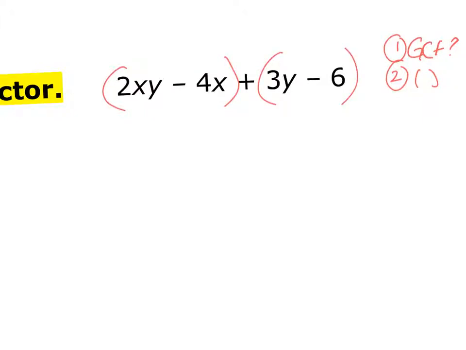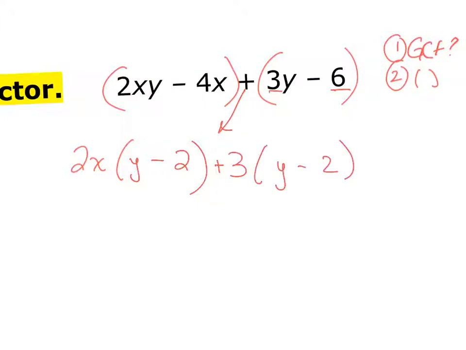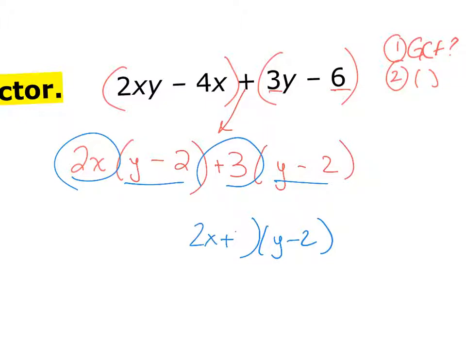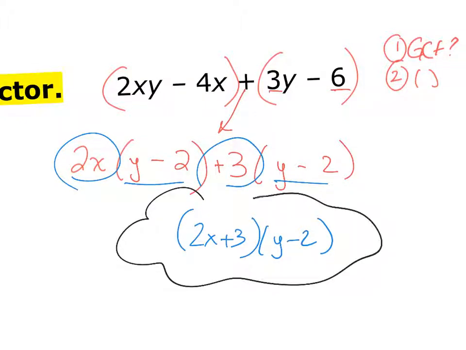Then you GCF. What can I factor out of 2xy and 4? 2. Remember, you only take out the negative if the leading one is negative, right? So if 2 had been negative, you would have factored out negative 2. So you're left with y minus 2. What can I factor out of these guys? 3. Well, there's a plus there, so 3, and you're left with y minus 2. That makes it easy. You got your y minus 2, which is your twins, and the 2x plus 3, which is the other parentheses. And that is your final answer.